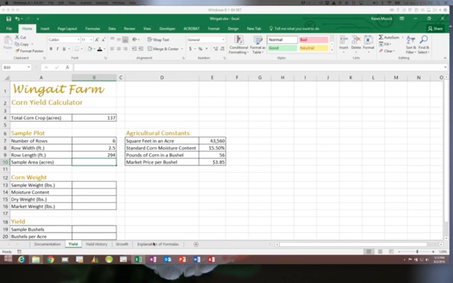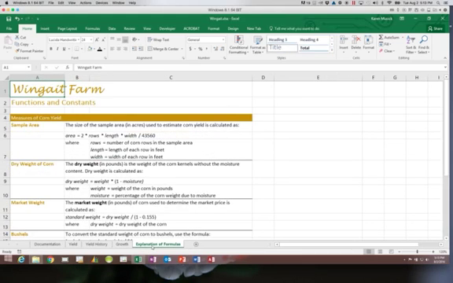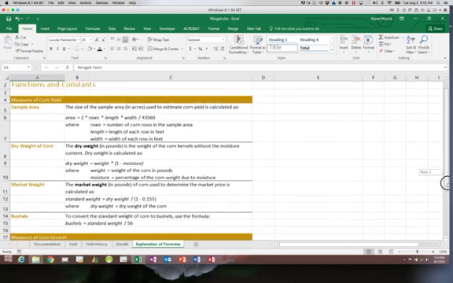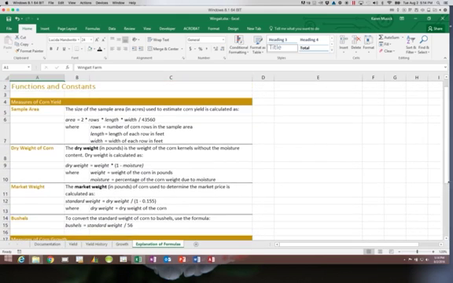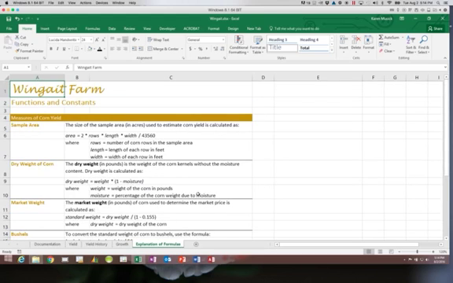They've included with this worksheet an explanation of formulas. So you can see here some of the formulas that are going to be used throughout this module, and they give us some reasoning behind them and how the formulas work. So if you're interested in that, you can review that information. So the next thing we're going to do is back on our yield worksheet.